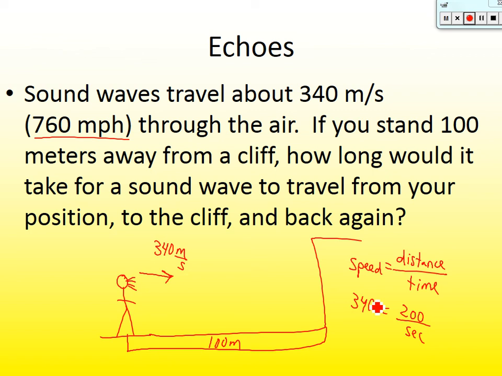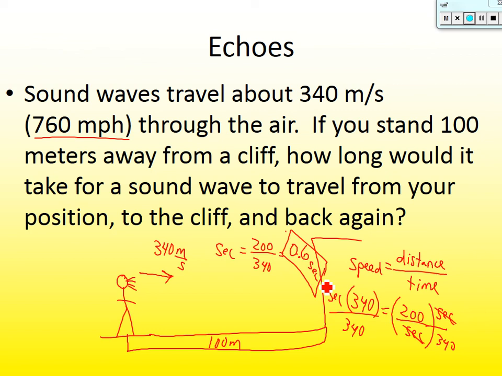Now, how do we get seconds off the bottom? Times both sides by seconds. And then how do we get the 340 off this side? Divide by 340. So my seconds cancel out, and then my 340 is on the bottom. Okay, so seconds is equal to, what was it, 200 divided by 340? 0.6. 0.6. What does that mean? 0.6 what? Seconds. So it would take just over a half a second for you to hear your echo.